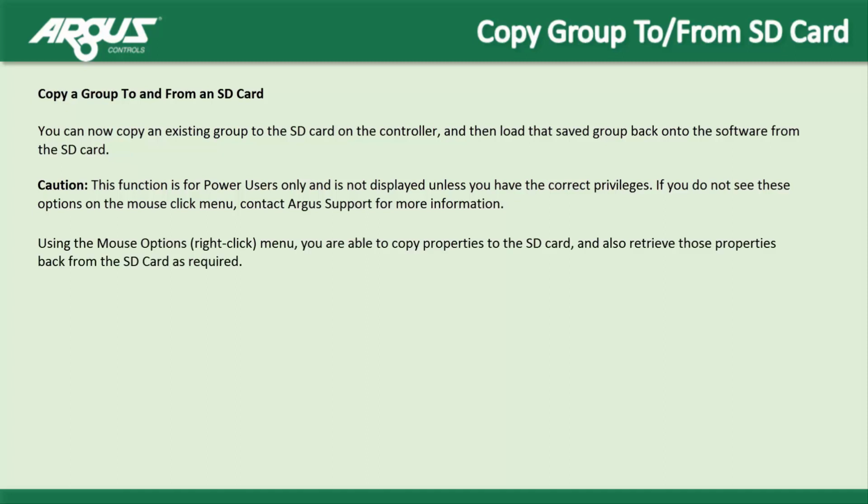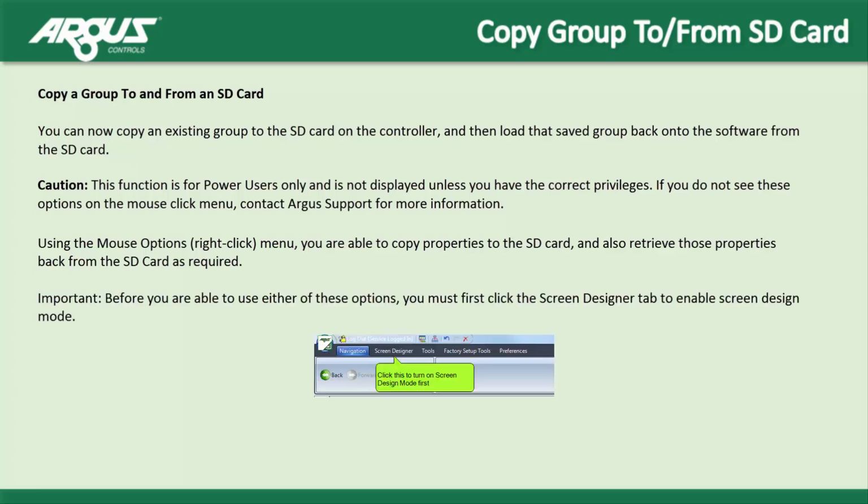Using the mouse options or the right click menu, you're able to copy properties to the SD card and also retrieve those properties back from the SD card as required. It's important to remember, before you're able to use either of these options, you must first click the Screen Designer tab to enable Screen Design mode. Once in Screen Design mode, you can use the right-click menu options.